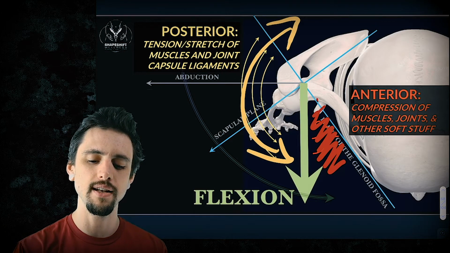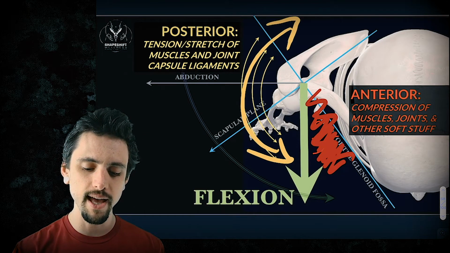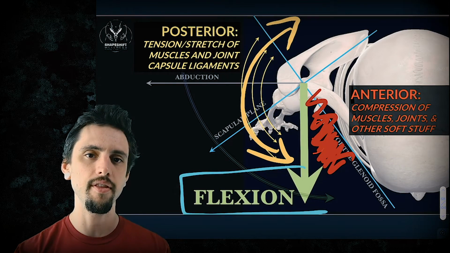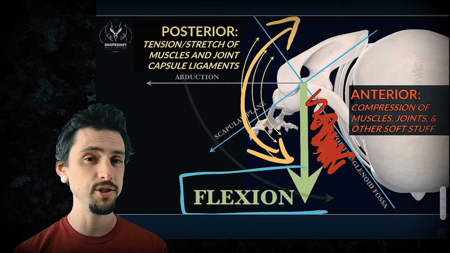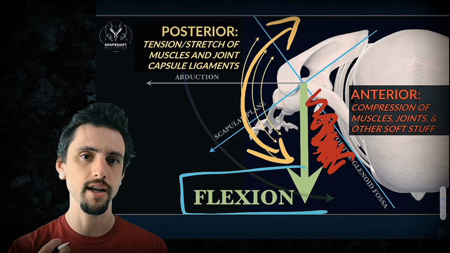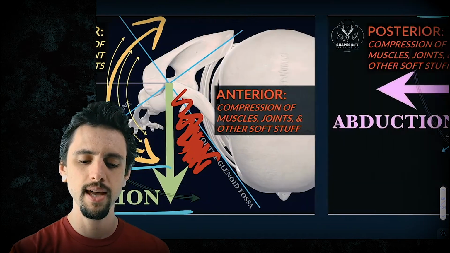The point is just that now on the front side of the shoulder, you're going to have compression. So just to reiterate that, if you take the path of flexion, then the back side of your shoulder will be under tension or a stretch, and the front side of your shoulder will be under a compressive load or getting kind of squished. Okay.